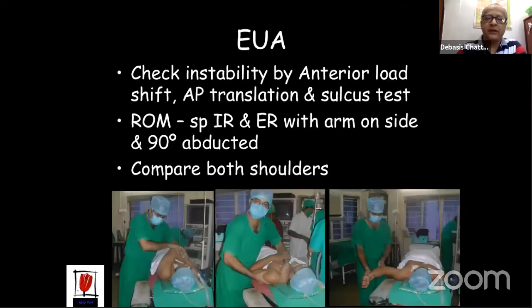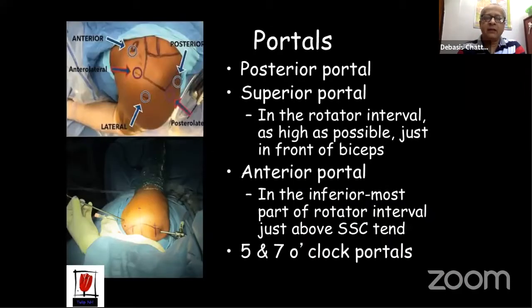But before you put the patient in this position, after anesthesia, you must do the examination under anesthesia. Check the instability by anterior load and shift test, the translation, also check the sulcus test. You also check the range of movement, especially the internal and external rotation with the arm by the side and at 90 degree abduction, and compare both sides. That is very important.